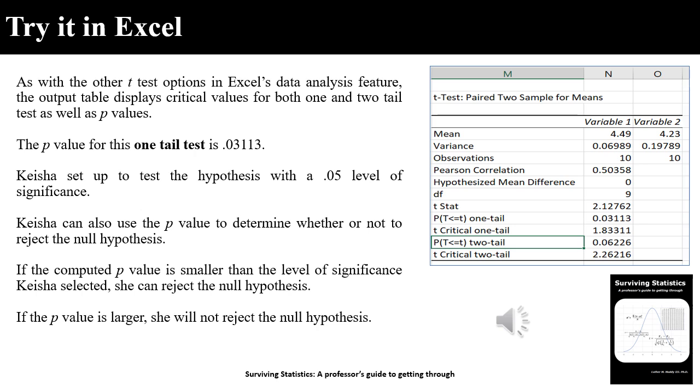We can also use the p-values to determine that as well. Our level of significance was 0.05, and for a one-tail test, the p-value that Excel computed is 0.03, which is smaller than the 0.05 we wanted. So we really have a 3% chance of making a type 1 error. And instead of comparing the t-stat to the critical value, you can also look at the p-value. If it is smaller than your level of significance, then you can also conclude to reject the null hypothesis.